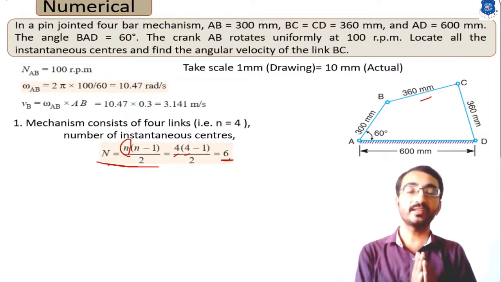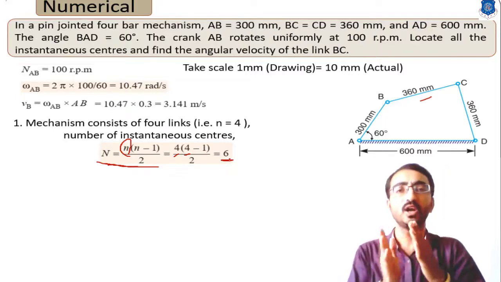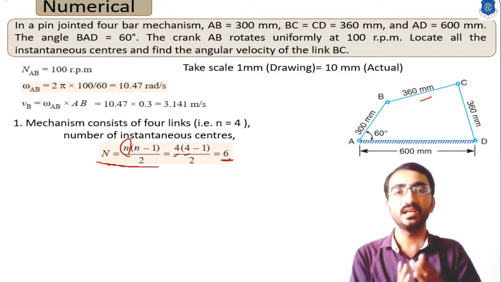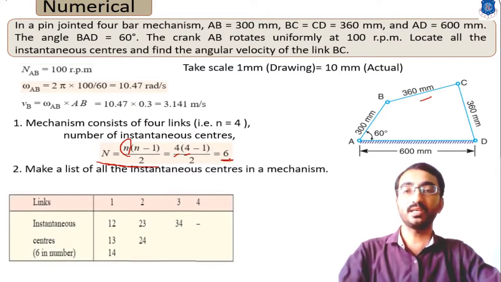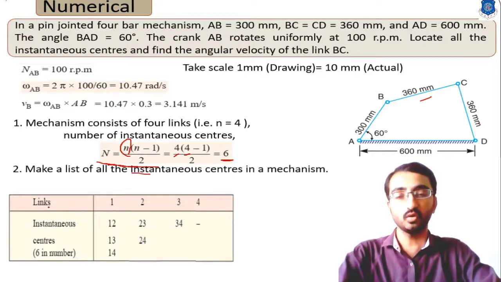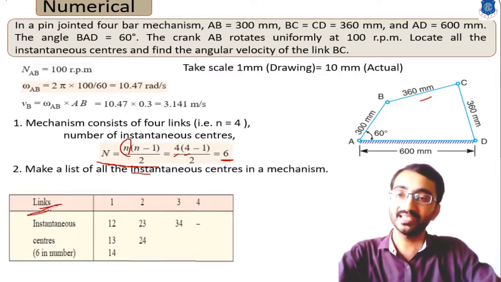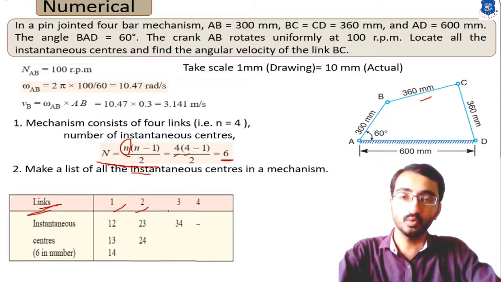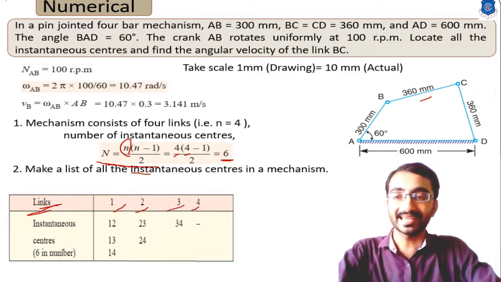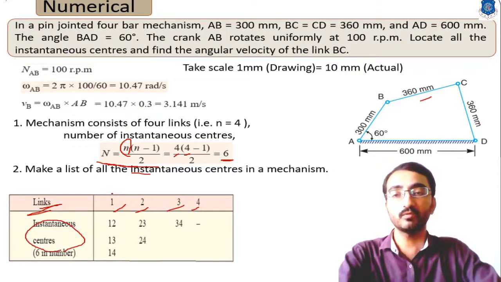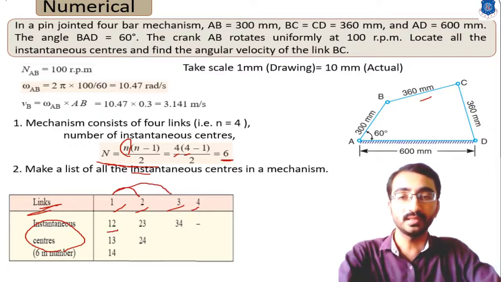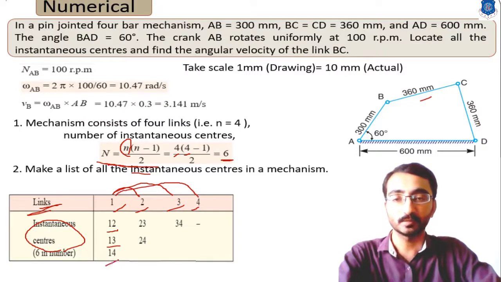So we have to identify the numbers, that is I12, I13, or we can say I AB, BC, CD in that way. We have to draw one table which makes a list of instantaneous centers. Make the first row as links, that is link number 1, 2, 3 and 4, and your second row will be your instantaneous centers. Now link number 1 will make a combination with 2, that's why it is 1 2, 1 3, and 1 will be connected with 4, that's why 1 4.